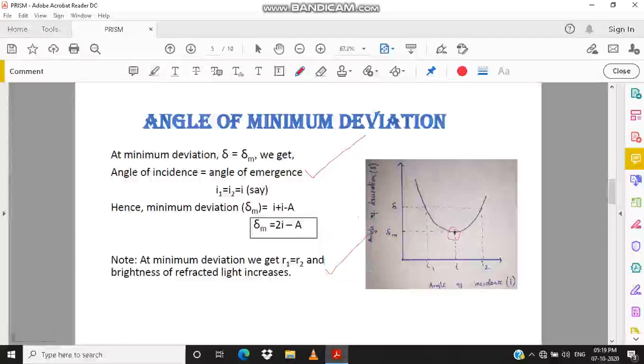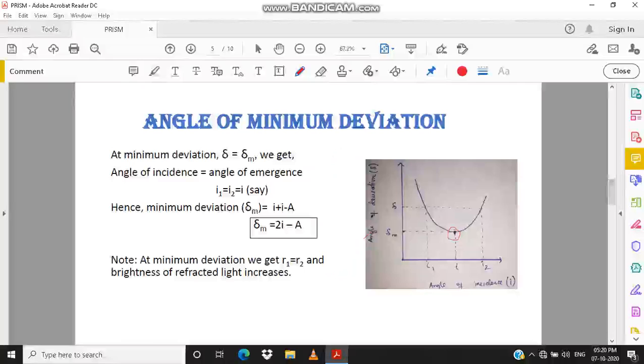The good thing about this condition is that the light refracted from the surface AC is actually the brightest. The brightness of the refracted light increases in this condition. The conditions are that the angle of incidence has to be equal to the angle of emergence, and that R1 and R2 will be equal. These were the two conditions for the angle of minimum deviation.